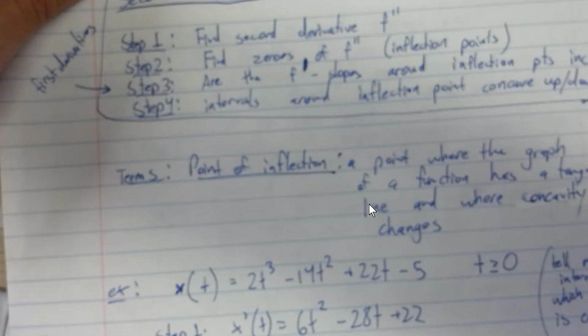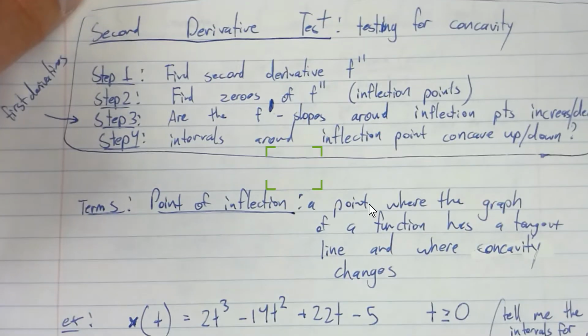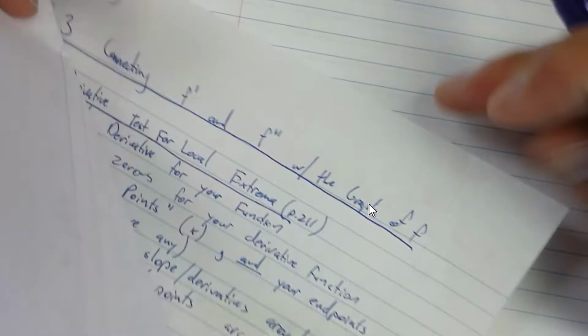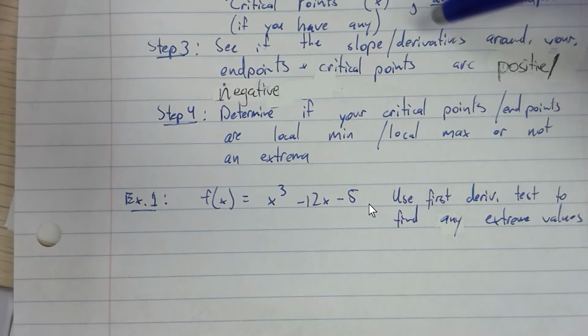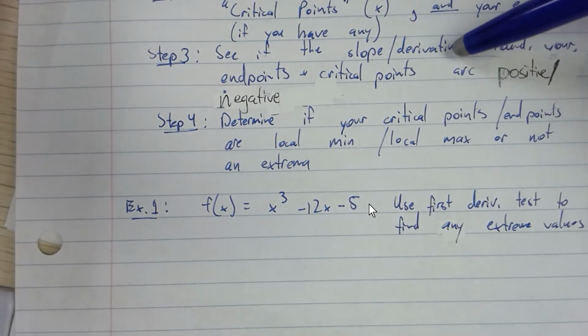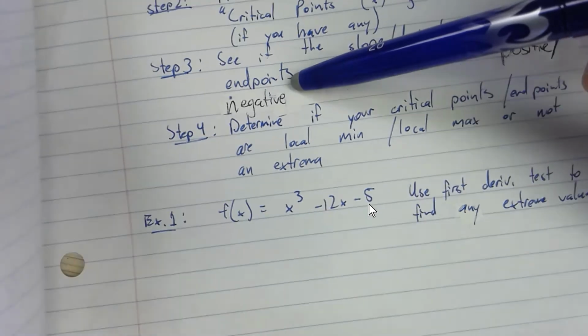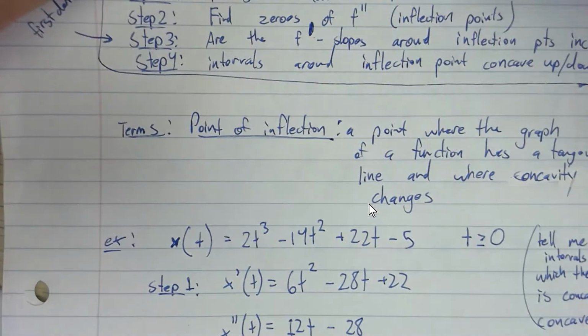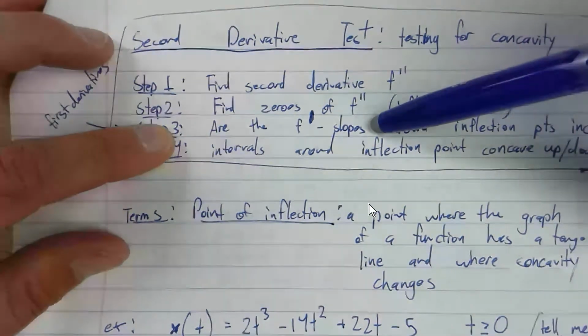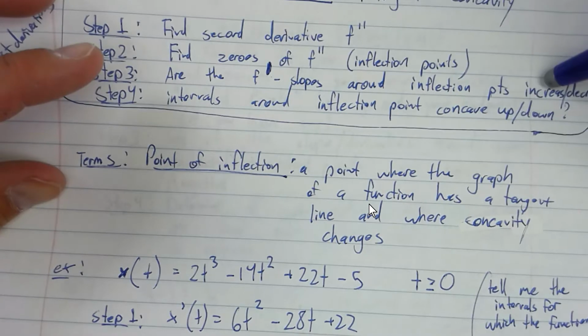So again, I'm just reviewing what we went over because it can be confusing. For the first derivative test, I asked you to just test the first derivatives and see if they're positive or negative. But on the second derivative test, I actually asked you to use the first derivatives again around the inflection points to see if they're increasing or decreasing. So how that would look is like this.